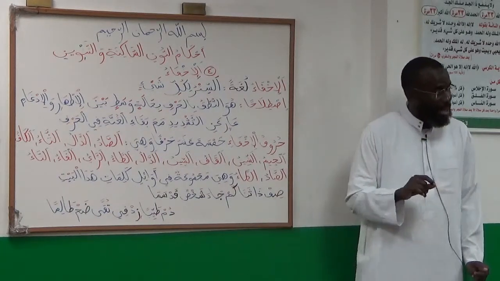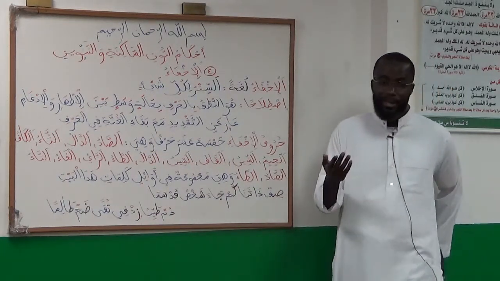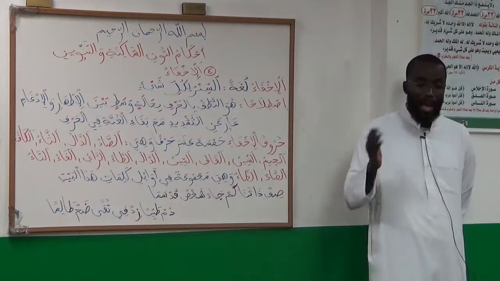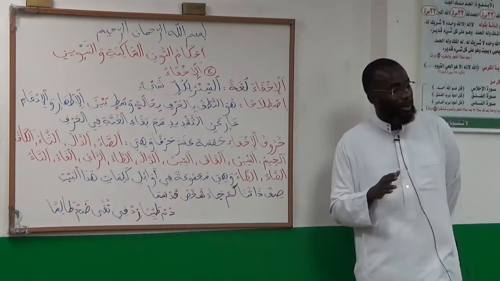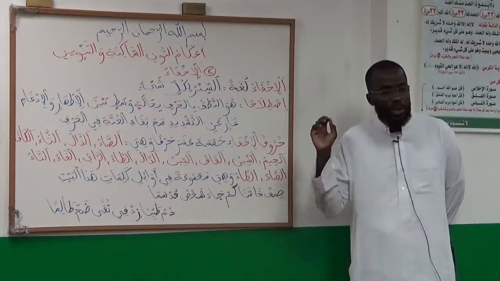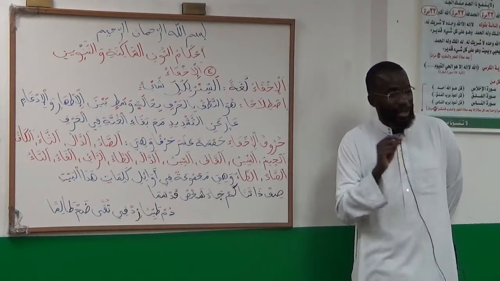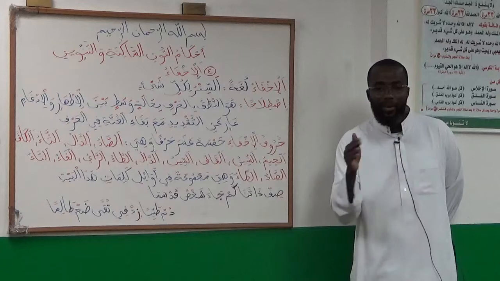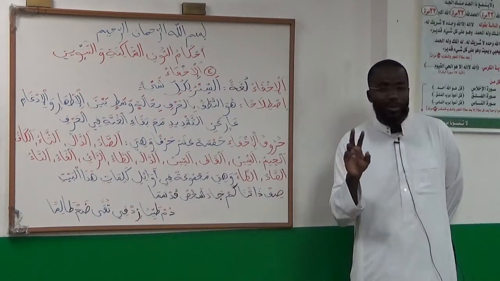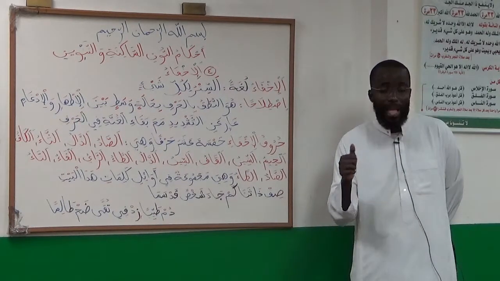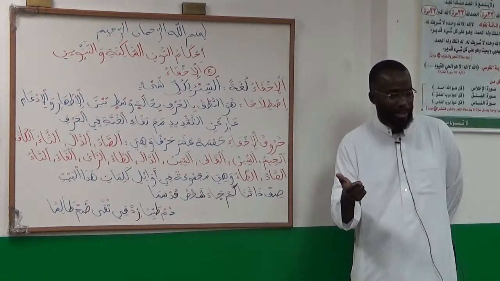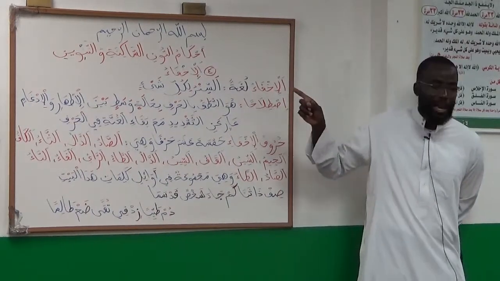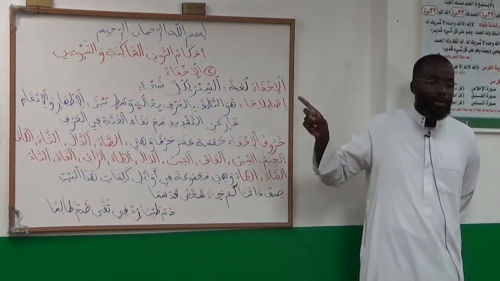On the other hand, al-idgham bi ghayri ghunna. Bi ghayri in Arabic means without, right? So al-idgham bi ghayri ghunna. Here the noon goes completely inside the letter, and it has two letters. They are the two letters that are left when I take yanmu out of yarmalun. And the two letters are ra and lam. Excellent.